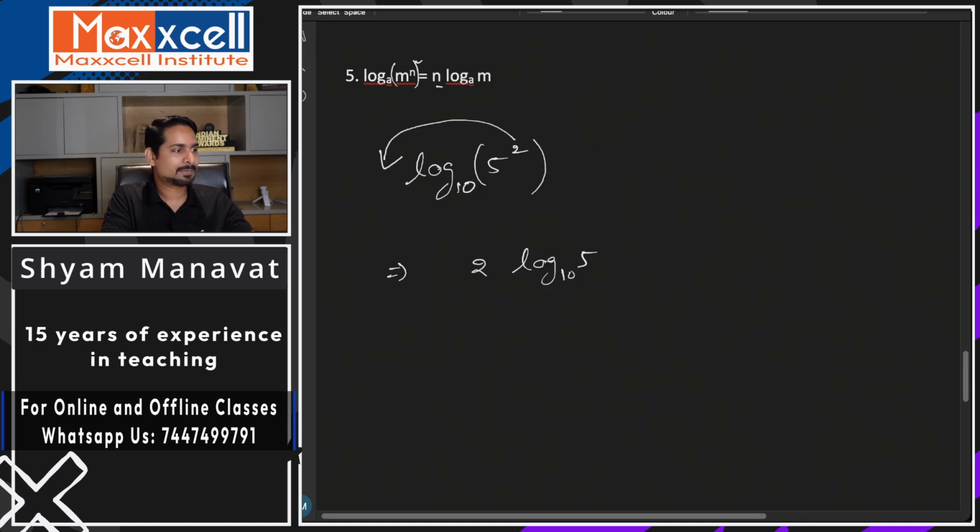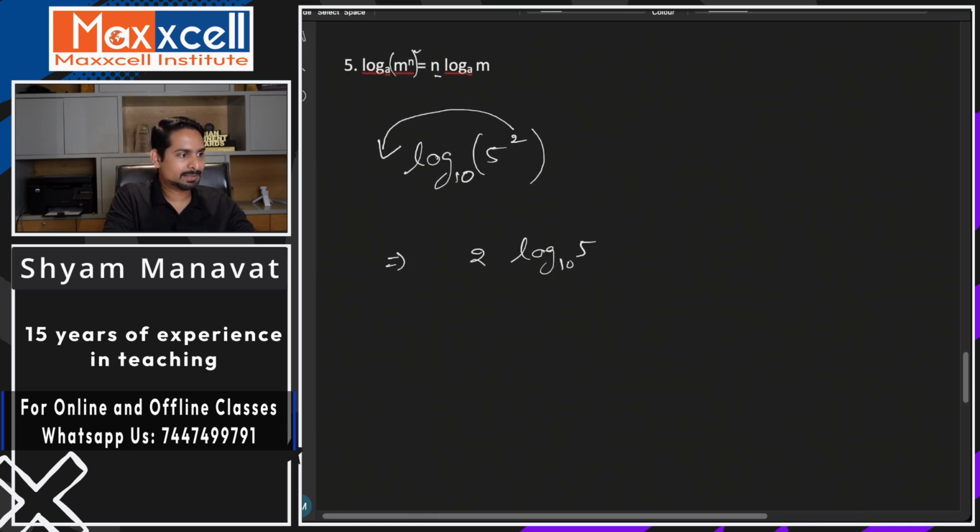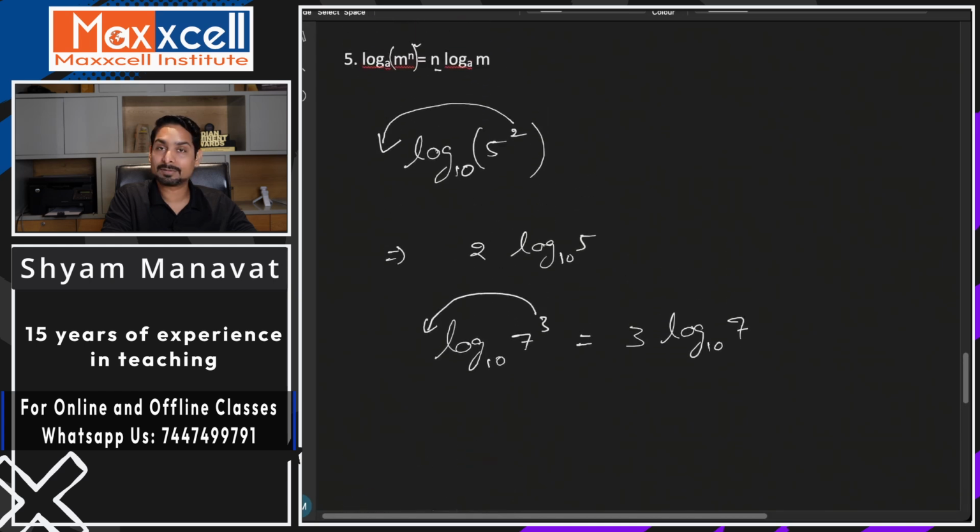Let's try one more. Log of 7 cube base 10. This power 3 will come as multiplication of the log. So it's 3 into log of 7 base 10. Alright, this is the fifth rule.